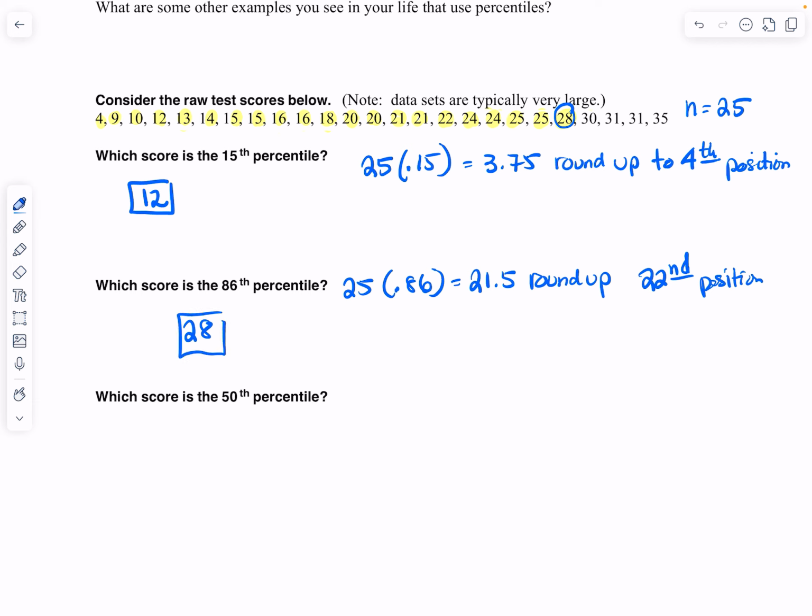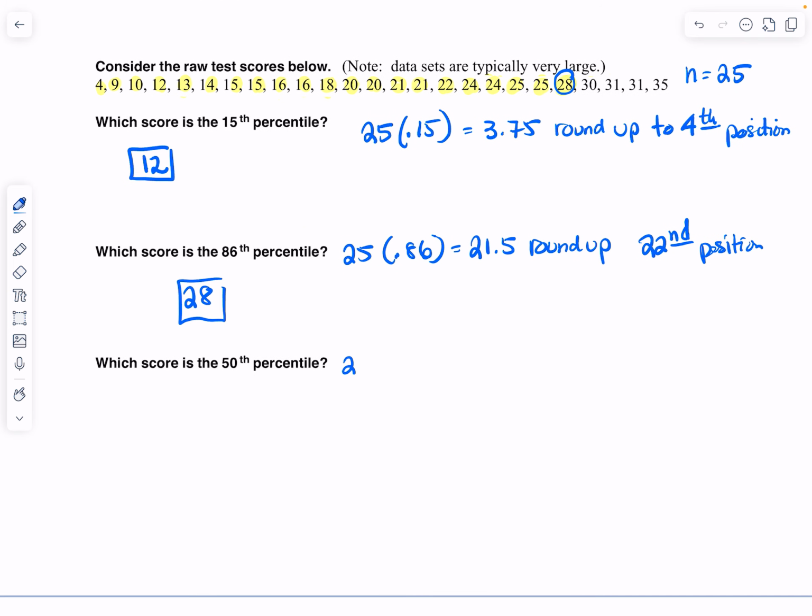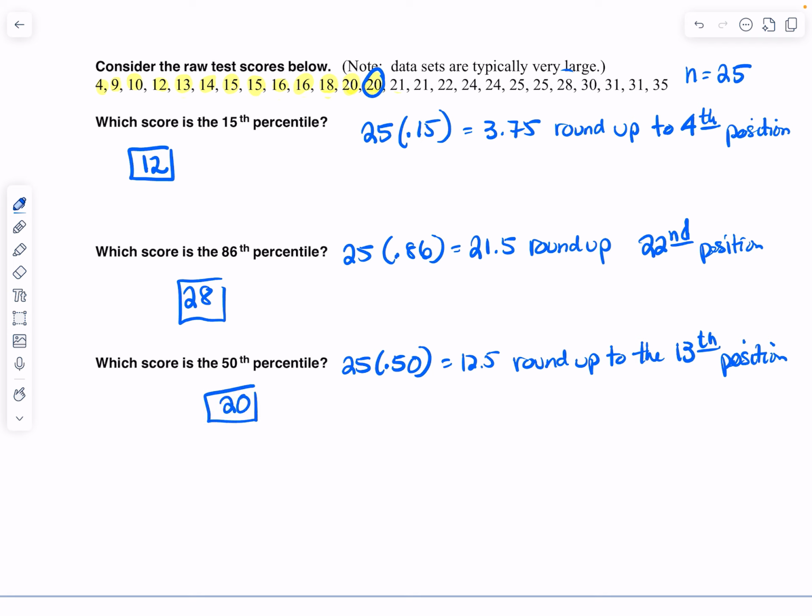Which score is in the 50th percentile? I'm going to do 25 times 0.50, and when I do that, I get 12.5, round up to the 13th position. Okay, I'm going to erase this and then we'll start this whole process again. I'm looking for the 13th: 1, 2, 3, 4, 5, 6, 7, 8, 9, 10, 11, 12, 13. So that value is 20. 20 is at the mean. The mean is the 50th percentile.